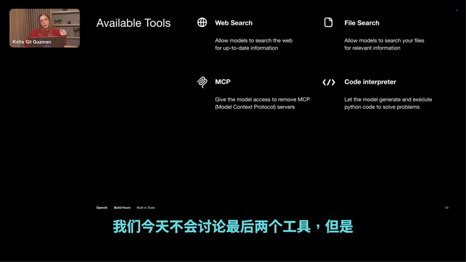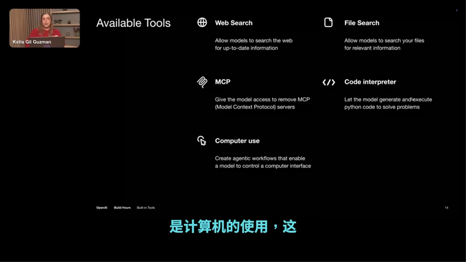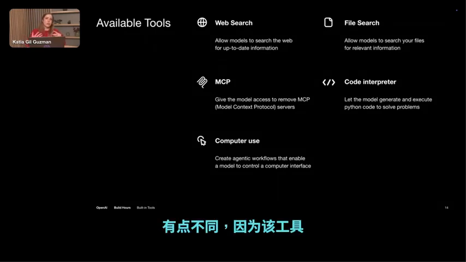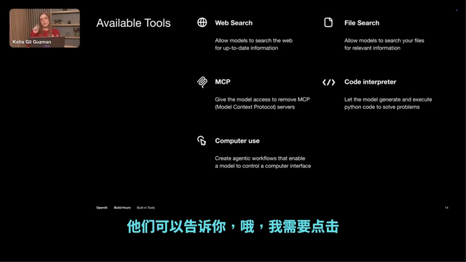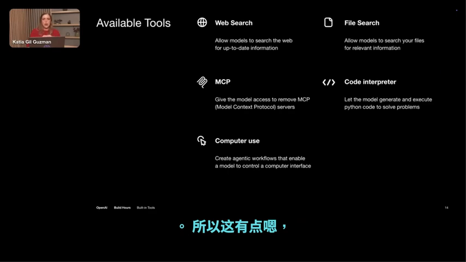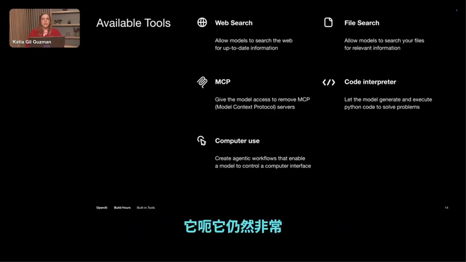And then the last two tools that we won't talk about today, but you can find resources about them if you're interested, are computer use, which is a little different because that tool lets the models use computer interfaces visually, like if they were humans, so they can tell you, oh, I need to click on that button, or I need to scroll down the page, and then you still need to execute that on your own computer environment. So there's an extra step you need to execute on your own environment, but it's still pretty straightforward. You can find resources on that, and Christine will probably share in the chat.